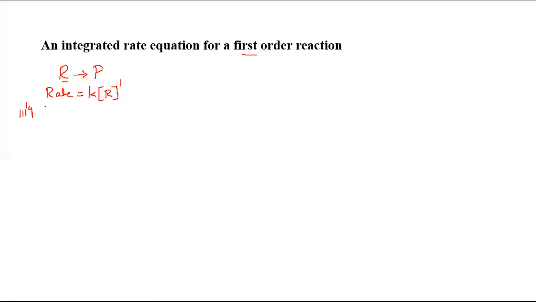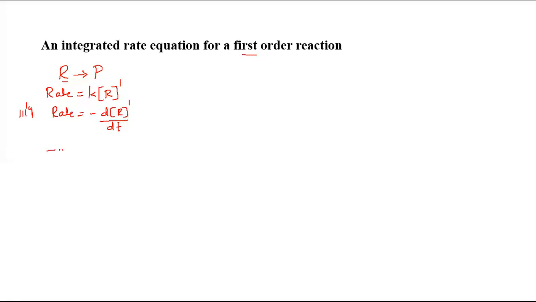Similarly, the rate can also be expressed as minus d[R]^1 divided by dt, right? The negative sign is because as the time increases, the reactant concentration is going to decrease. And dt is the change with respect to time, change in concentration of the reactant with respect to change in time. So compare these two equations now. Here you can observe on the LHS there is rate, so the RHS values can be compared with each other.